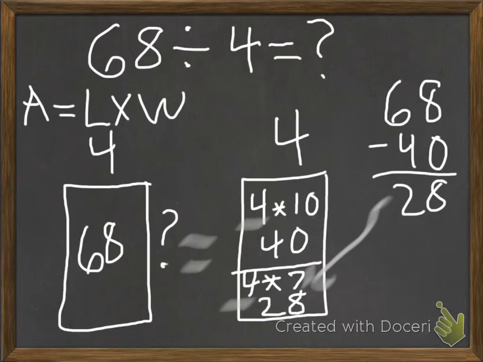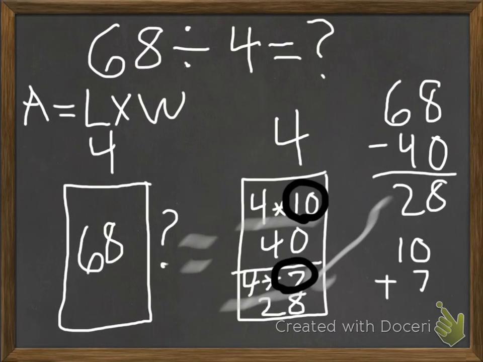So, if you notice, what I times 4 by was a 10 up here and a 7 down here. In the 10s place was a 10 and a 7 in the 1s place. All I have to do is add the 10s and the 1s together, and I get a 17. And that is the answer. The answer to 68 divided by 4 is 17.